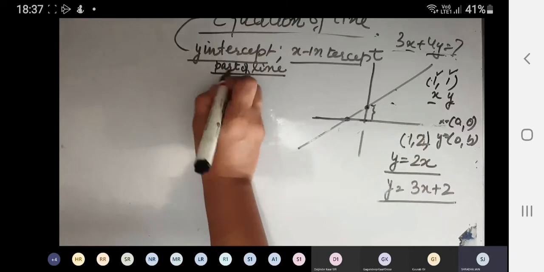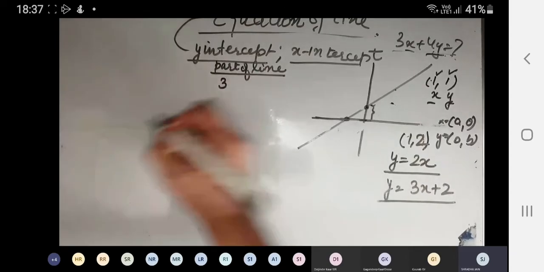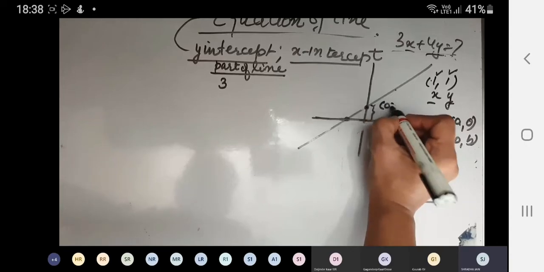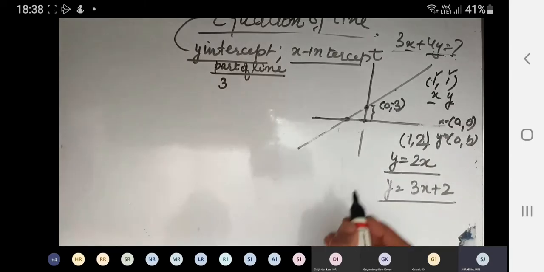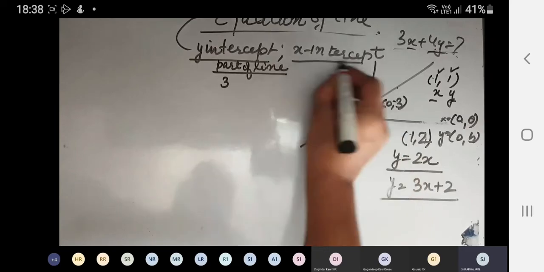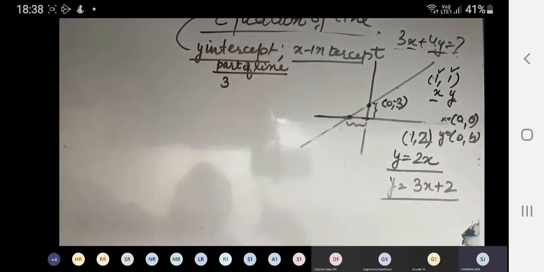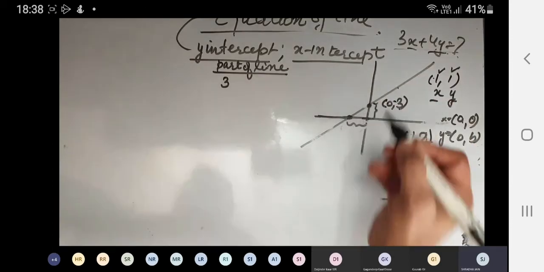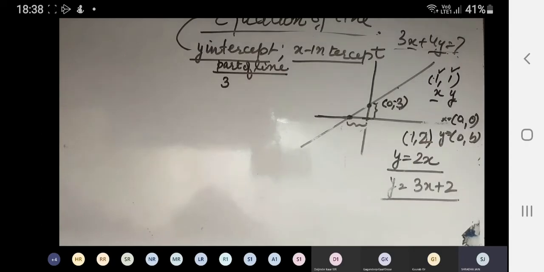Like I am given the y-intercept is 3. What does it mean? That the point where this line cuts the y-axis is the point 0, 3. And x-intercept means the point on the x-axis. Now this length is basically called the intercept. Intercept is the piece of the line caught in between. Intercept means the part of the line which is between the origin and where the line cuts the x-axis or y-axis.